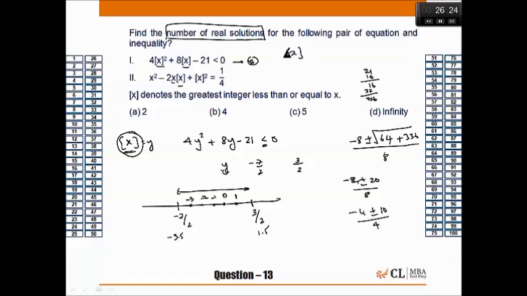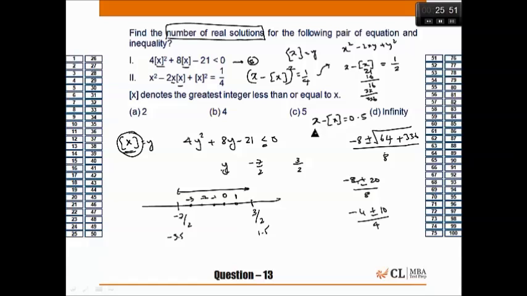So if I put y equal to round x, all that is saying is x square minus 2xy plus y square, so that will be x minus y the whole square, right? So x minus round x the whole square equal to 1 by 4. That implies x minus round x will be equal to half, or 0.5. x minus round x should be equal to 0.5.